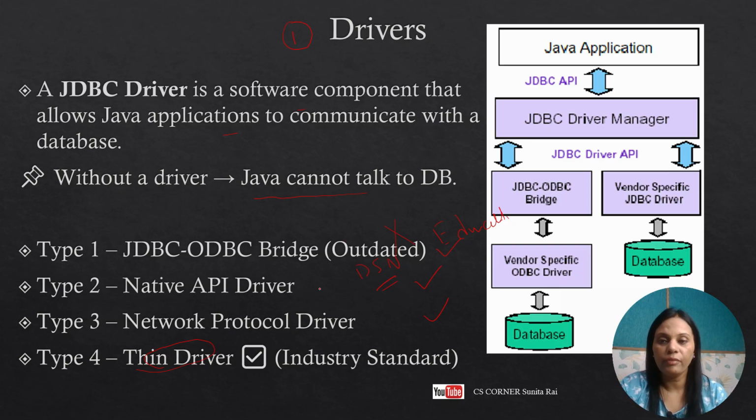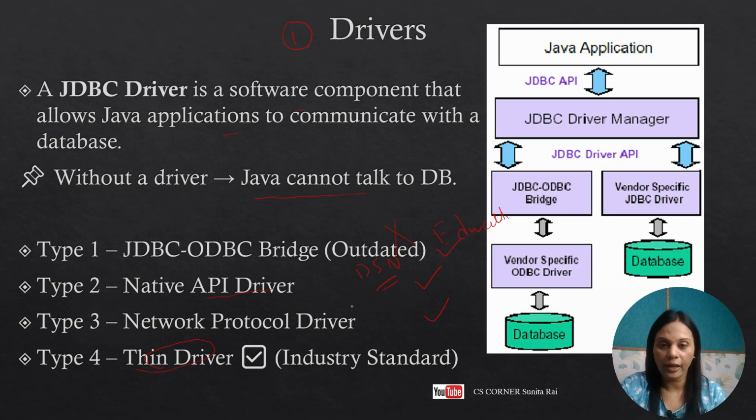Second type of driver we have is native API driver, type 2 driver. The performance of type 2 driver as compared to type 1 driver is a little faster, but again this is not used in real life cases or enterprises because it uses many APIs. So if you want to connect to these databases, then you require API. So again it is dependent.